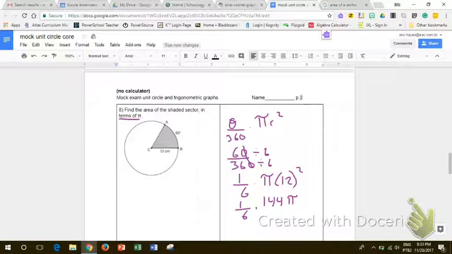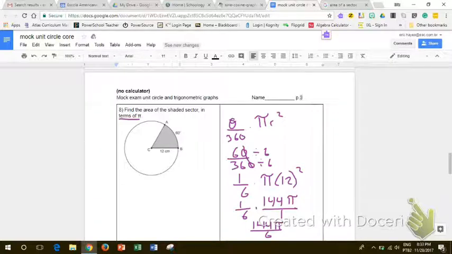pi. And how do we multiply this? Well, when you're multiplying with fractions and whole numbers, we put the 1 under. That's not going to change anything. Multiply the numerators. It's 144 pi. Let's see, can we divide 144 by 6? Yes, we can.